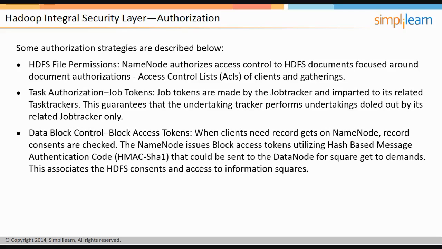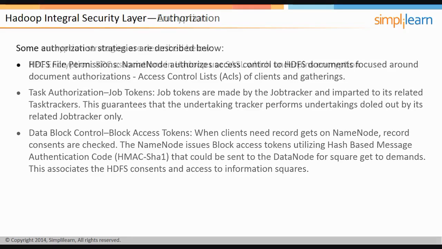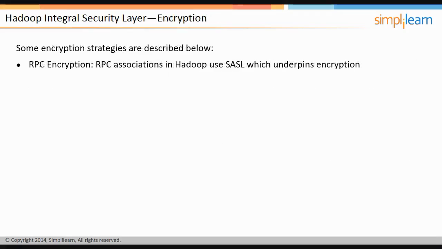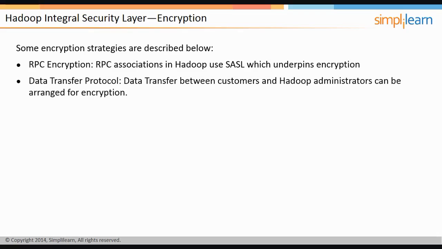Data block control, block access tokens. When clients need file access on the name node, file permissions are checked. The name node issues block access tokens using hash-based message authentication code, HMAC SHA-1, that could be sent to the data node for block access requests. This associates the HDFS permissions and access to data blocks. RPC encryption. RPC connections in Hadoop use SASL, which supports encryption. Data transfer protocol. Data transfer between clients and Hadoop servers can be configured for encryption.